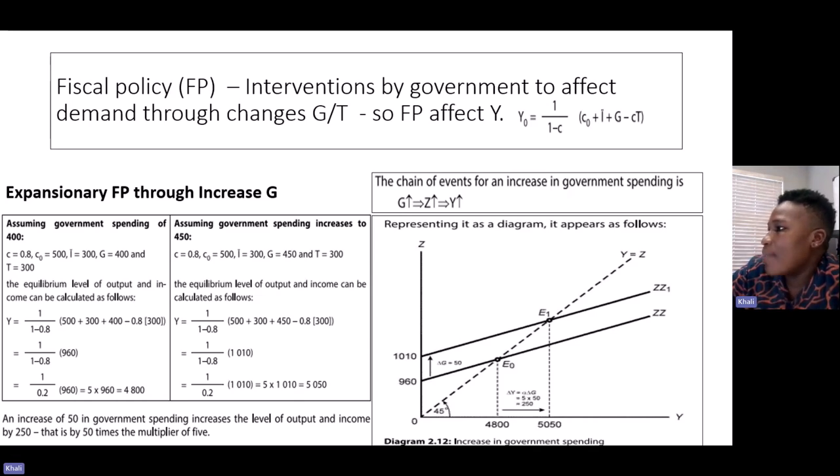So remember I said, because G is positively related to Y, an increase in G is an increase in equilibrium level of output. That an increase in G has resulted in an increase in equilibrium level of output of 5,050. So there's been a multiplier effect. G increases by 50, but the change in Y is 250. I hope that is clear.